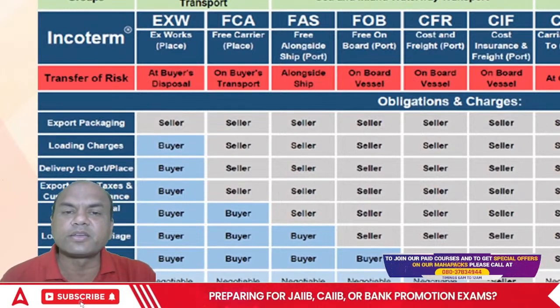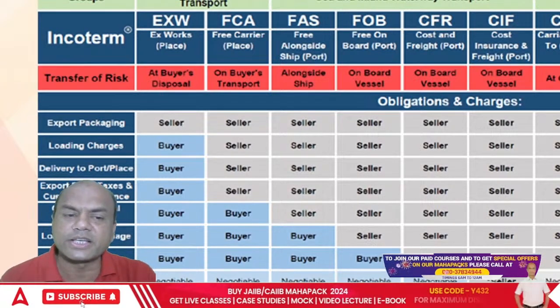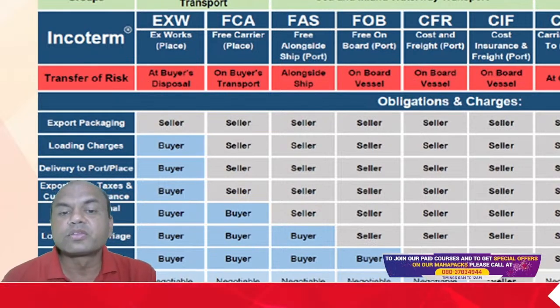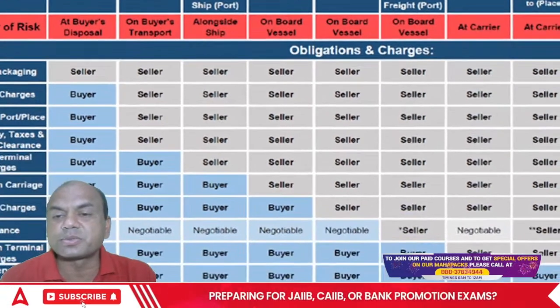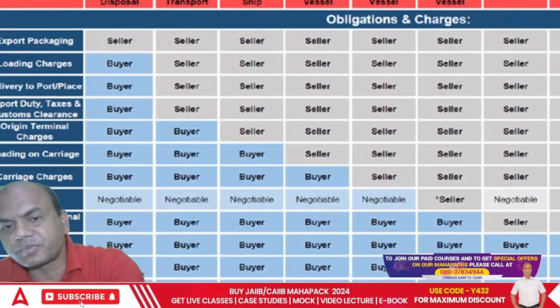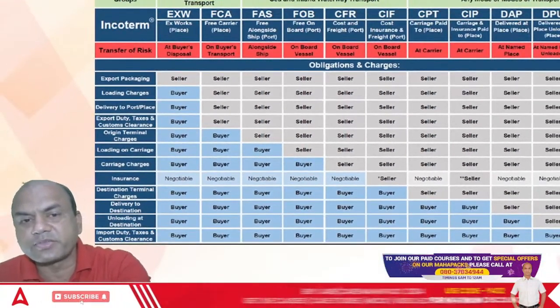Details means where the responsibility is, for your reading basically. Incoterm, Ex Works, FCA, FAS, FOB, all these. Export packaging, who is doing what? Okay. So where is the responsibility? These are the responsibilities. Okay. You can read this, expand this, enhance this video and read this.